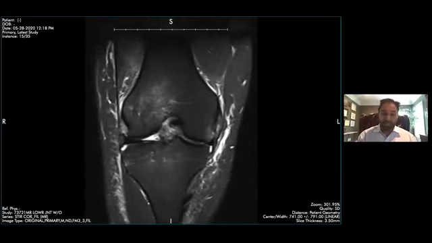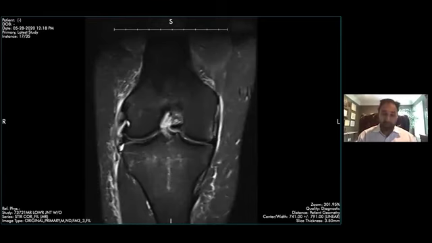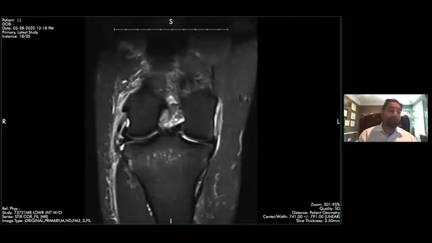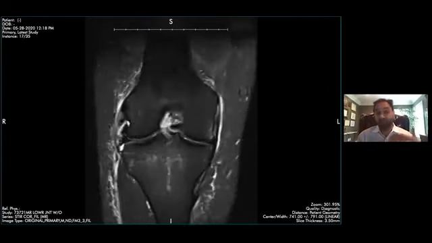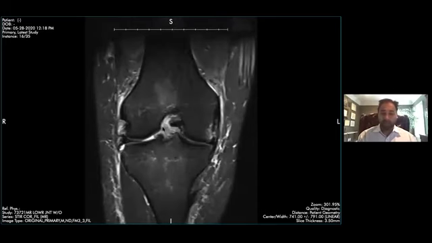Here, the cartilage actually looks relatively preserved, okay? When you have intermediate signal within that cartilage, there's debate whether that's normal or that could be chondral degeneration or early chondral degeneration. But here, the lateral compartment cartilage, I think, looks okay.